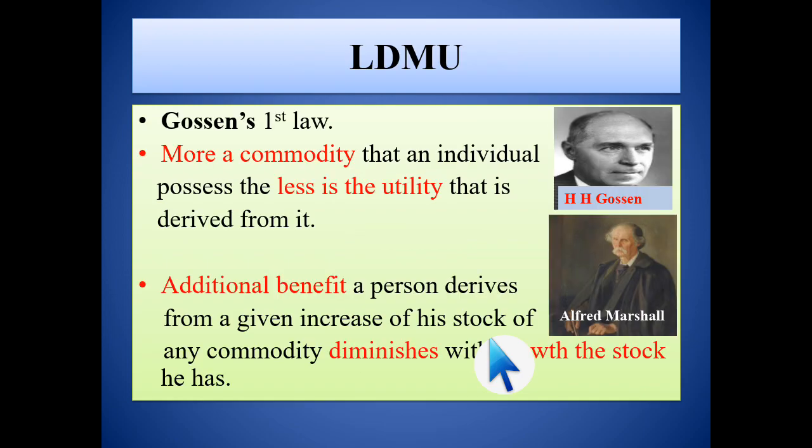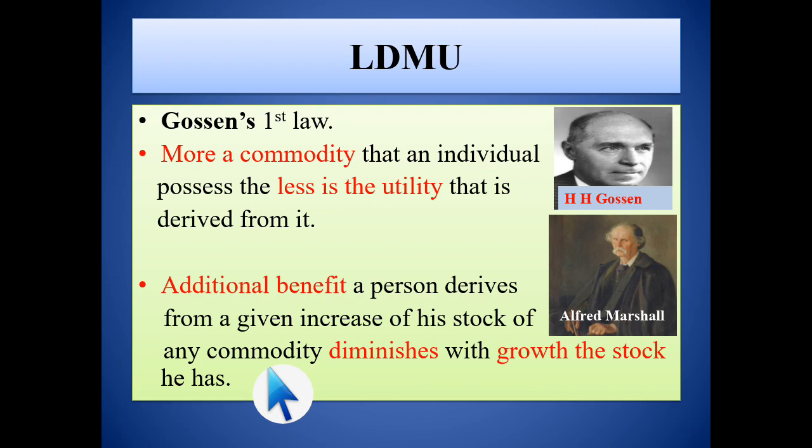LDMU is also called Gossen's first law. According to him, the more of a commodity an individual possesses, the less is the utility derived from it. That means the more and more units we have, the less and less satisfaction we will get. Another economist, Alfred Marshall, said that the additional benefit a person derives from a given increase of his stock of any commodity diminishes with the growth of the stock he has.